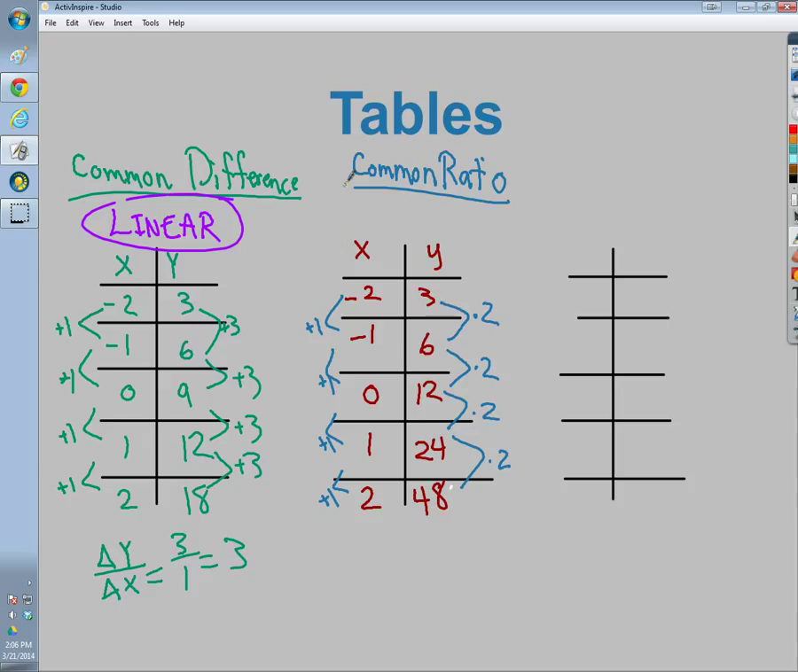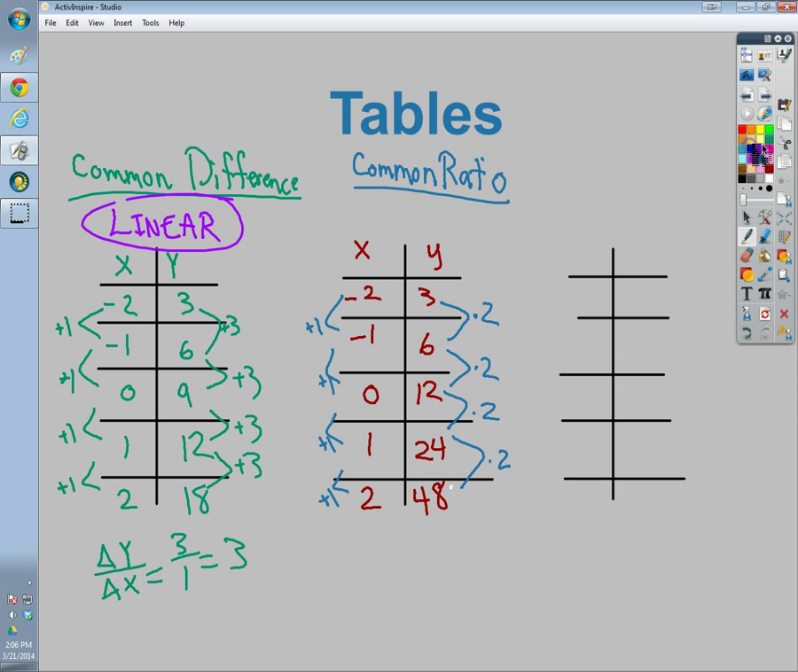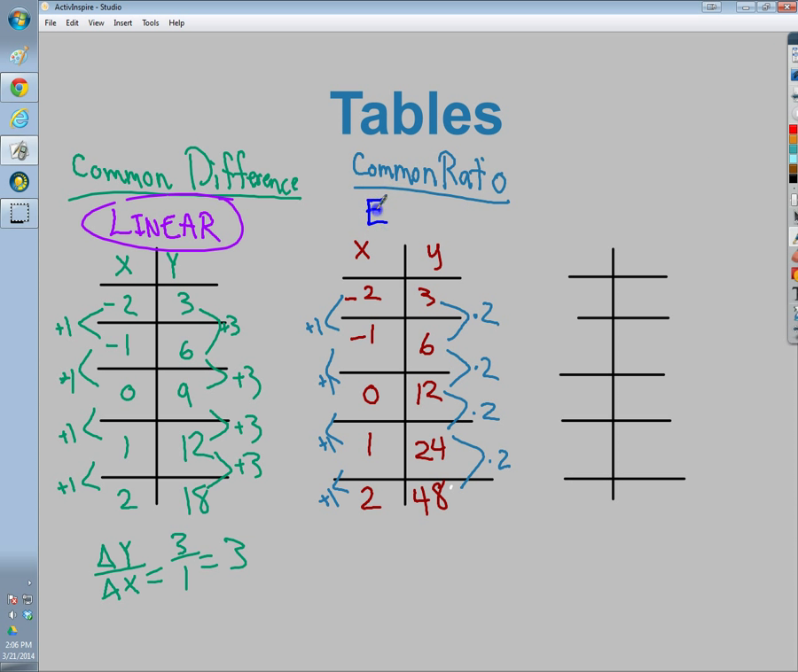Anytime I have a common ratio, you'll notice that the numbers jump up a whole bunch. It goes up a little bit up to 6, and then a little bit more to 12. But then all of a sudden it's going up, like the next one's going to go up 48 times 2, so 96. It's going to go up a lot. That thing shoots up very quickly. Anytime you have a common ratio, you're going to say, okay, well this thing has to be exponential.